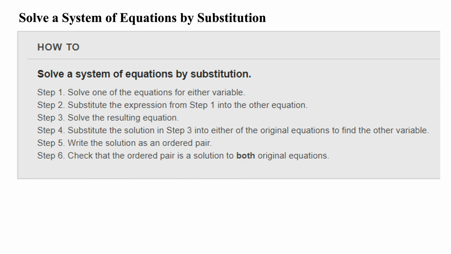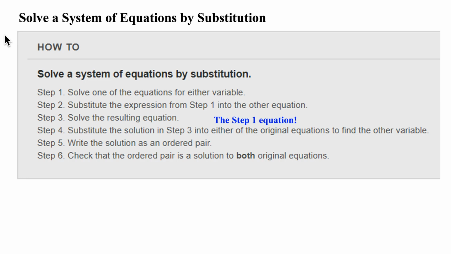Number one, of the equations you're going to have to get a variable by itself. It doesn't matter if it's x or y, whichever is going to be the easiest. Number two, you're going to substitute that expression into step one's equation. Step three, now that new equation that you have will have all of one variable in it. We'll solve it. Four, substitute the solution into step three.